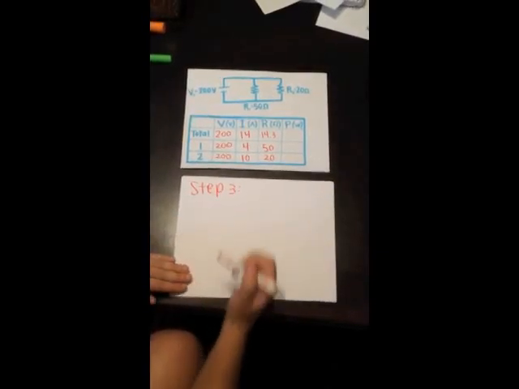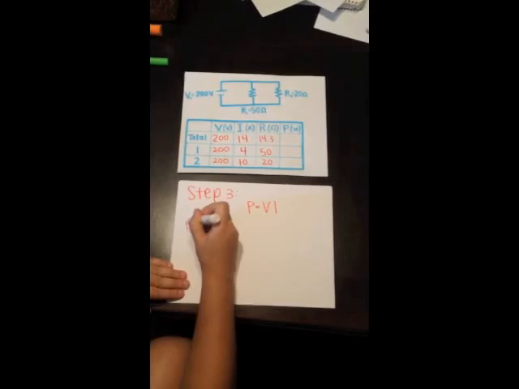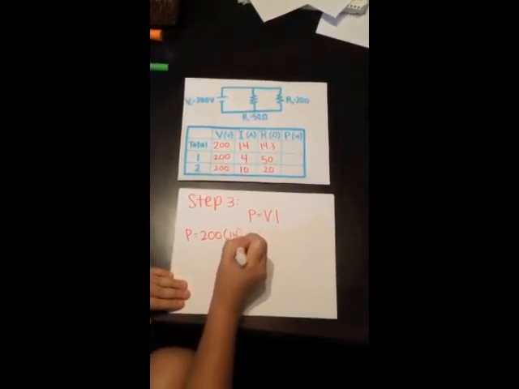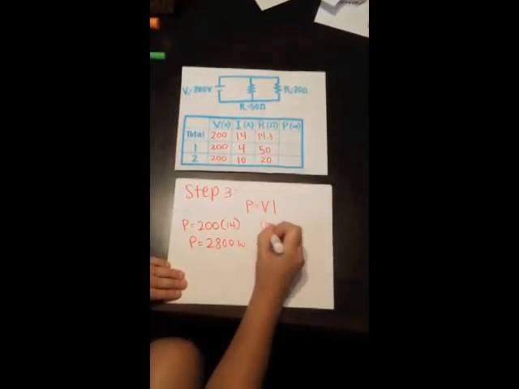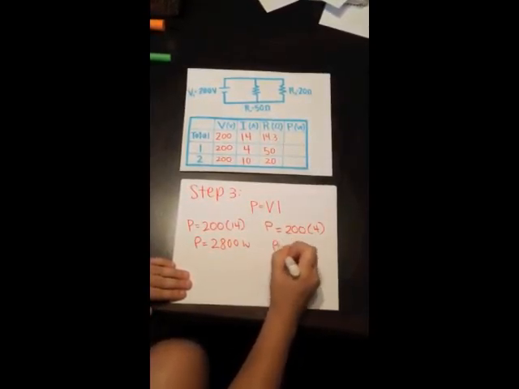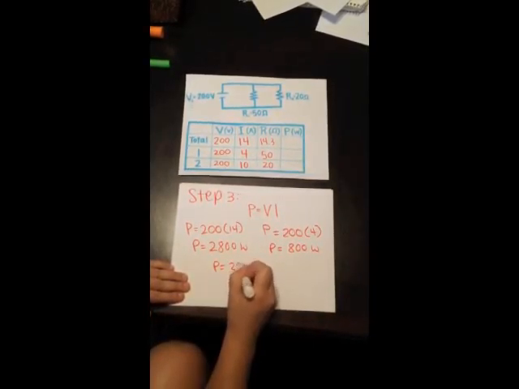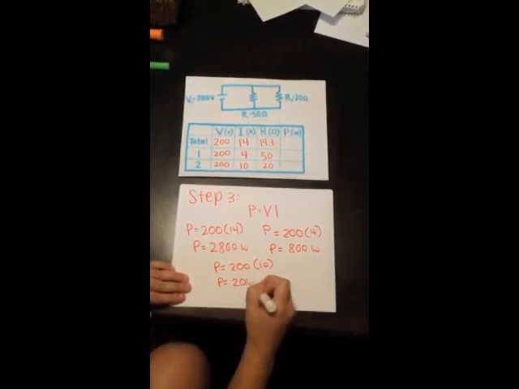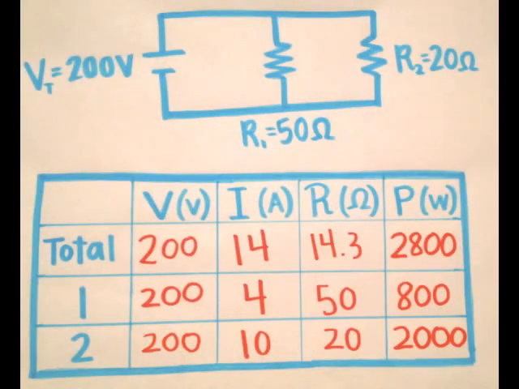The third step is to find the power, and we use the equation P equals VI, and we substitute our values to solve. For the total, it would be P equals 200 times 14, and the power would equal 2,800 watts. For the first resistance power, it would be P equals 200 times 4, and the power would equal 800 watts. And for the second resistor, it would be P equals 200 times 10, and the power would equal 2,000 watts. And that's how you solve for parallel circuits.